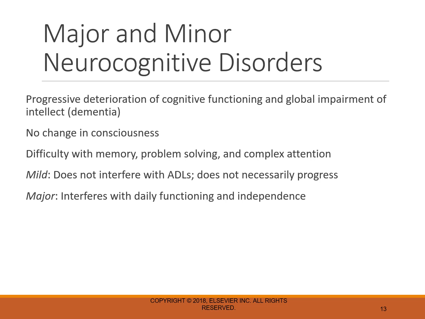So in mild neurocognitive disorder, it does not interfere with activities of daily living and does not necessarily progress. Whereas in a major neurocognitive disorder, it has interfered with the daily functioning and independence of the patient. So once it has not affected his ADL, it is considered mild, and once it started affecting his daily functioning, the cognitive disorder is considered a major neurocognitive disorder.